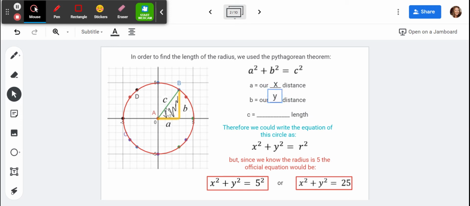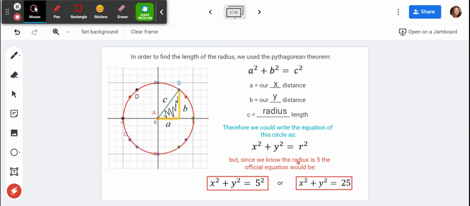And then this C here is just the distance from the center to the edge of the circle, which just a little bit ago we defined as our radius. So that means if A is just X, I can replace the A up here with X down here. And if this B distance is just Y, I can replace B with Y. And if the C distance is just the radius, I can replace it with R. So I would say X squared plus Y squared equals R squared.